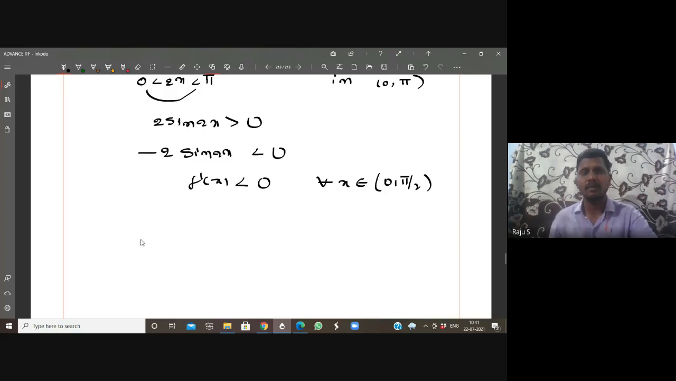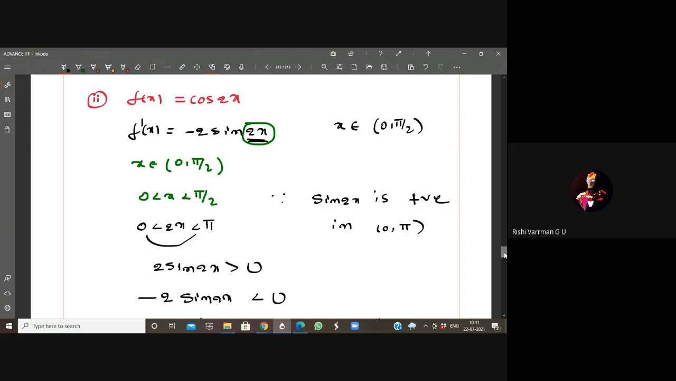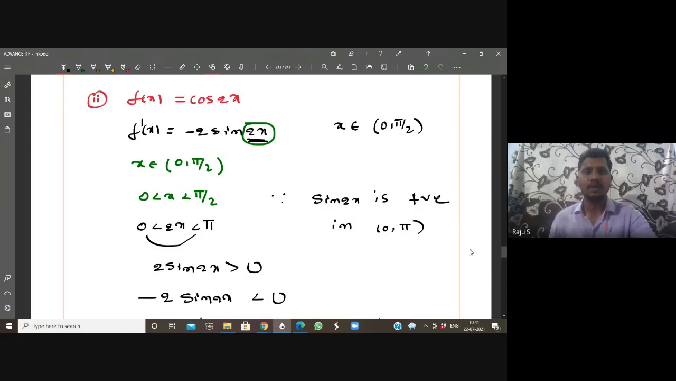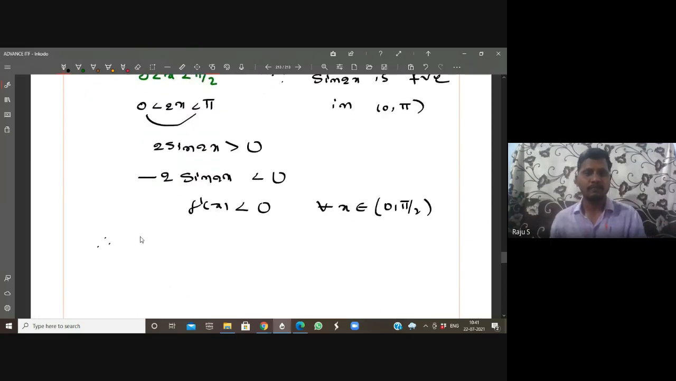Okay, then what about the next one? Is it clear? Once you can check it here. If you have any doubts, you can ask. What else? Okay, you have to write clearly. Therefore, f of x is strictly decreasing in 0 to pi by 2, like that you have to write.